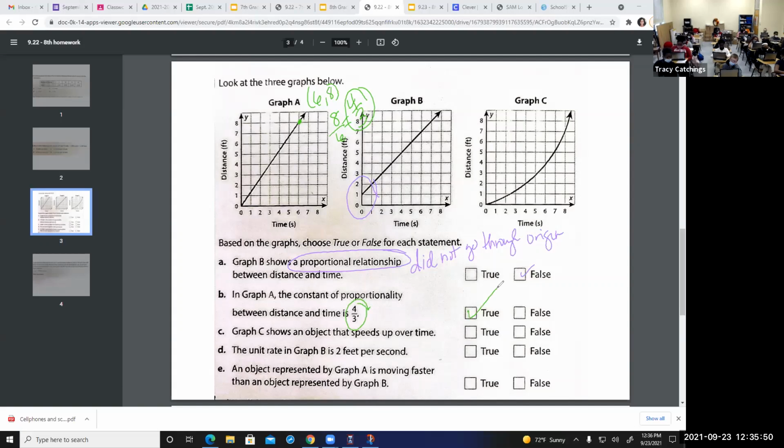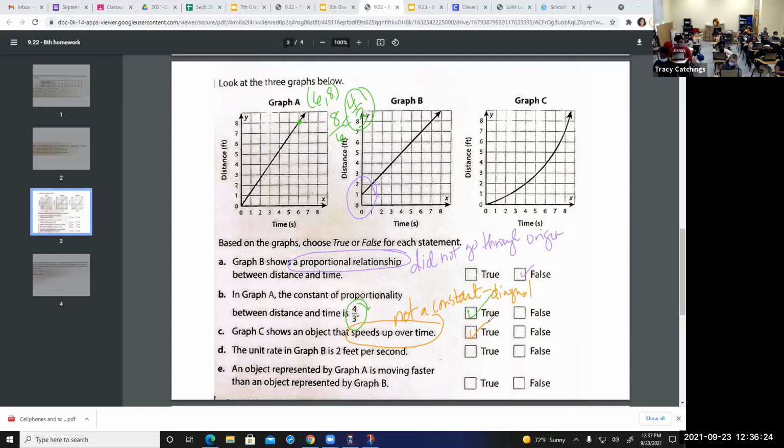All right. C said graph C shows an object that speeds up over time. Why you say yeah? Because it's not going straight like the other one. It's not a constant, and she knows that because it did not have a diagonal. So that would be true. And we did that with the activity the other day. Some of them had gradually increasing and stuff like that. So make sure we know if it's constant, it's gonna be a diagonal. If not, it's gonna be a little curve.